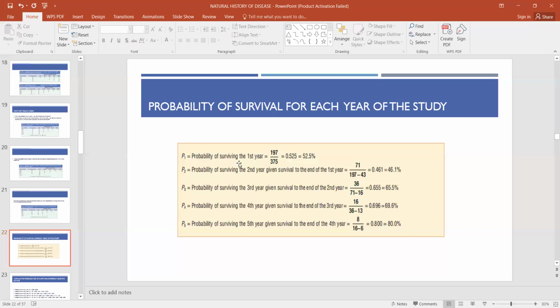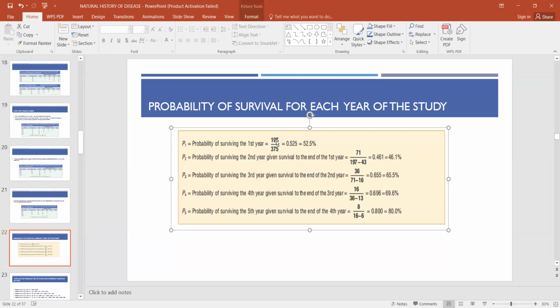So this is the table of probability of surviving each year of the study. P1, the probability of surviving the first year, is the total number who survived after the first year divided by the total number of patients enrolled for the treatment. P2, the probability of surviving the second year given survival to the end of the first year: there are 71 who survived after the second year divided by 197 who survived after the first year, minus 43 for whom we do not have any data. In the same way, P3, P4, and P5.